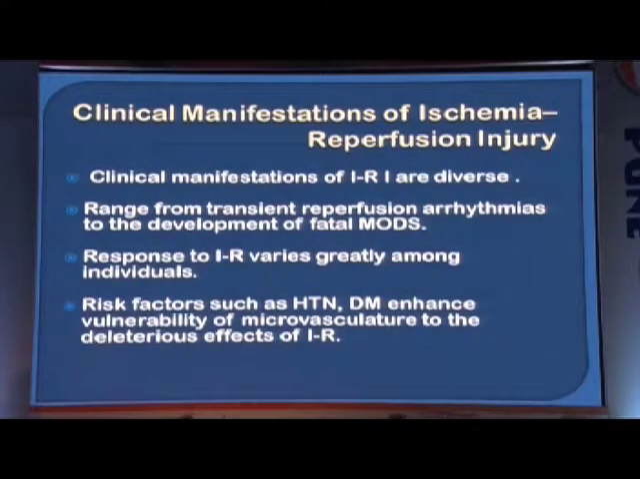So what are the clinical manifestations? What happens in various organs when ischemia and reperfusion occur? The clinical manifestations vary a lot. They're diverse. They range from transient arrhythmias in cardiac ischemia and reperfusion to development of MODS. And also they vary greatly among individuals. The injury extent varies from organ to organ and also from individual to individual.